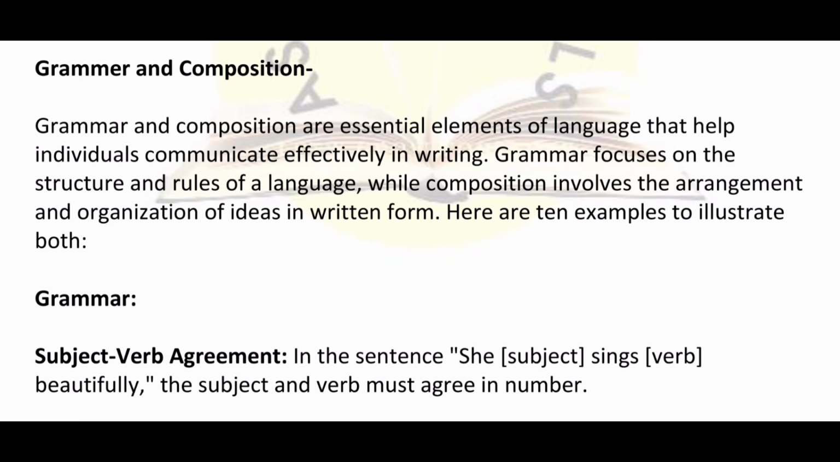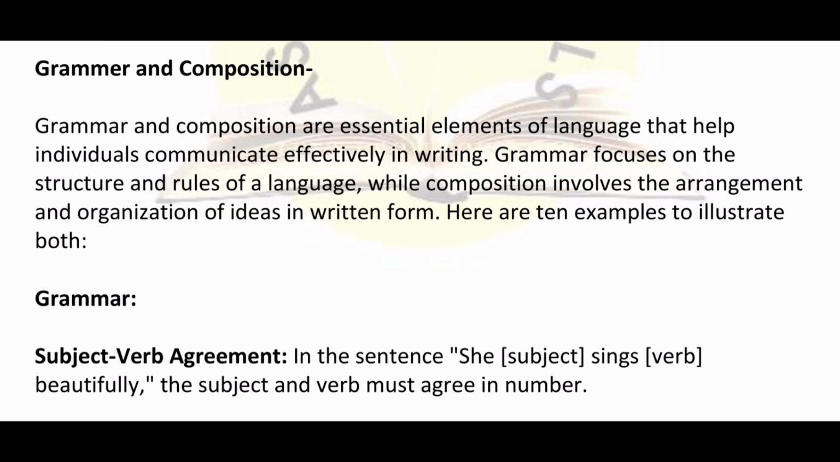Grammar and composition now. Grammar and composition are essential elements of language that help individuals communicate effectively in writing. Grammar focuses on the structure and rules of language, while composition involves the arrangement and organization of ideas in written form. Here are 10 examples to illustrate both. Now you see, grammar and composition go hand in hand with one another, right?